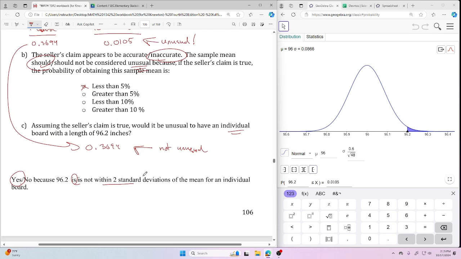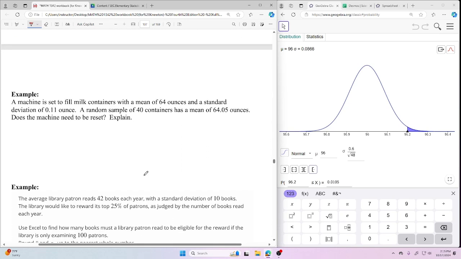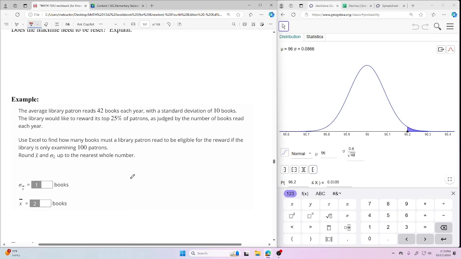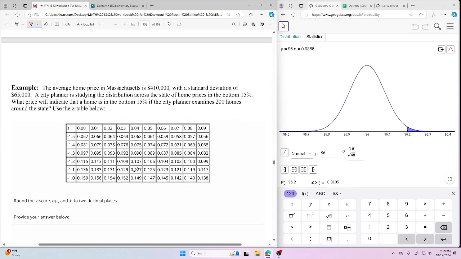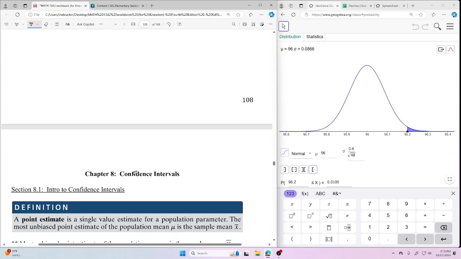Cool? Is that making sense? Okay. So again, we're just changing the numbers, and it changes the whole ball game there. So we got milk containers, we got library patrons, jeans. Now that's a huge table. I don't think we're going to make it through the whole thing anyways.